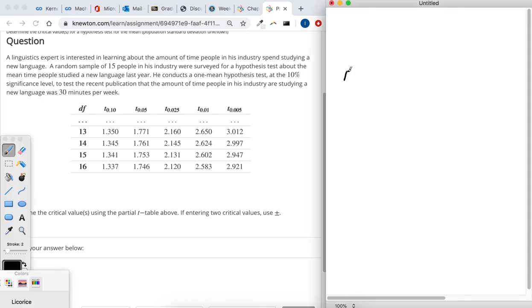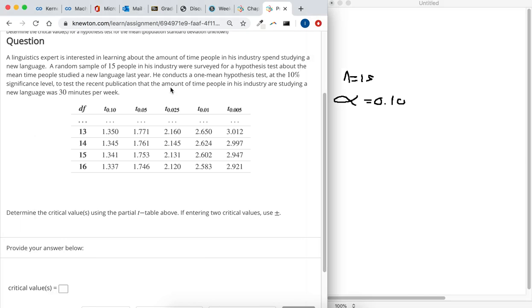Sample of 15 people, n equals 15. We're testing the hypothesis at 10% significance level. That means alpha is 0.10. And another thing you need to know when you're trying to gather a test statistic is whether it's a one-tailed or two-tailed test. So a linguistics expert is interested in learning about the amount of time people in his industry spend studying a new language.